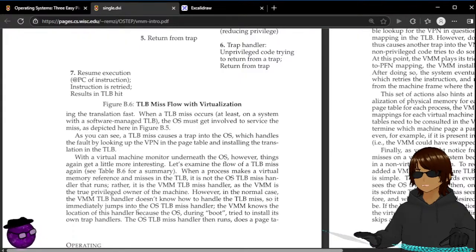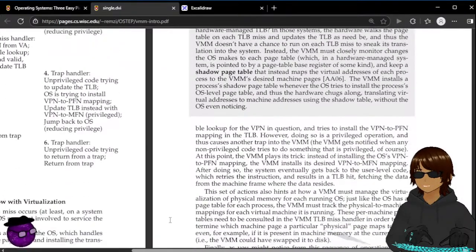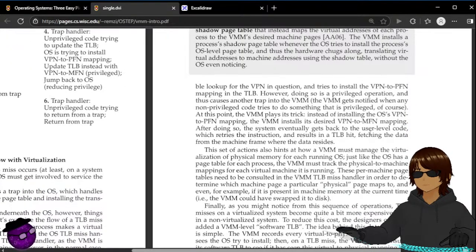The VMM knows the location of this handler because the OS during boot tried to install its own trap handler. The OS TLB miss handler then runs, does a page table lookup for the VPN in question, and tries to install the VPN to PFN mapping in the TLB. However, doing so is a privileged operation and thus causes another trap into the VMM. The VMM gets notified when any non-privileged code tries to do something that is privileged, of course. At this point, the VMM plays its trick. Instead of installing the OS's VPN to PFN mapping, the VMM installs its desired VPN to MFN mapping.